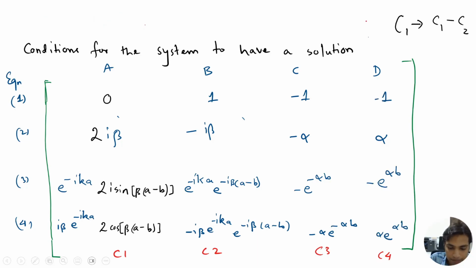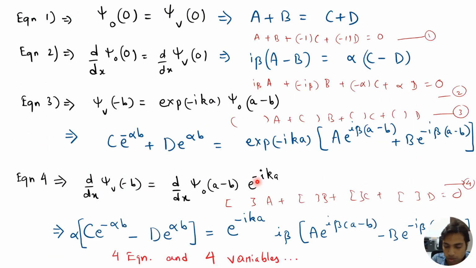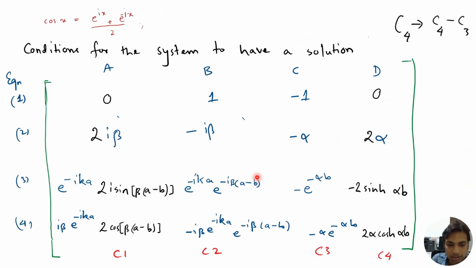For example, here this sine beta, how did it come up? So e to the power minus ika, if I subtract this from this, then what will I have? e to the power minus ika, and this will be common, e to the power i beta (a minus b) minus e to the power minus i beta (a minus b). Correct. So what I am doing is basically this.